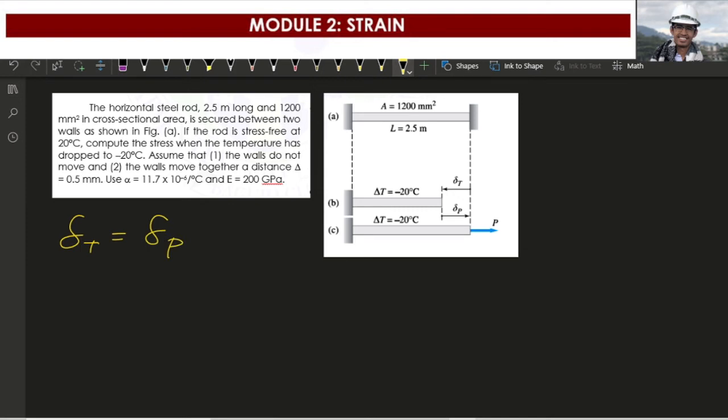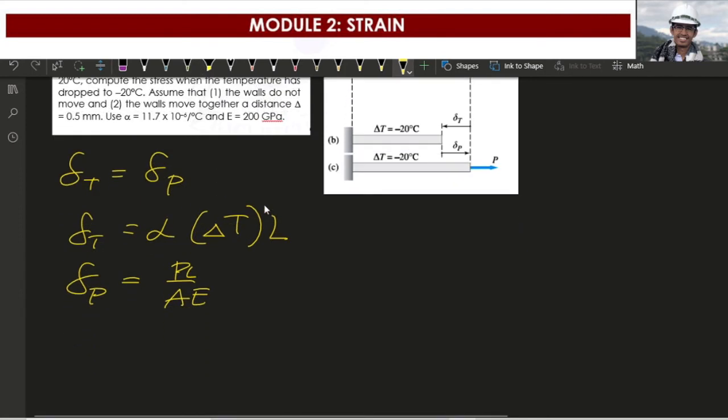So sabi natin, yung stress due to temperature, that is equal to alpha times yung change in temperature multiplied by the length. Okay? And yung strength due to force natin will be equal to PL over AE. So we can substitute that doon sa ating compatibility equation. Tama? So if we substitute that, it will give us alpha times the change in temperature multiplied by L is equal to PL over AE.